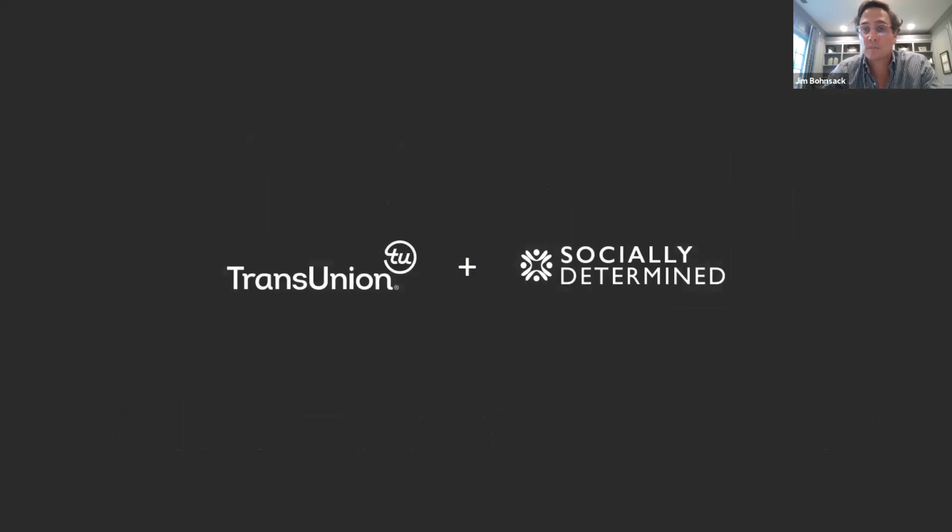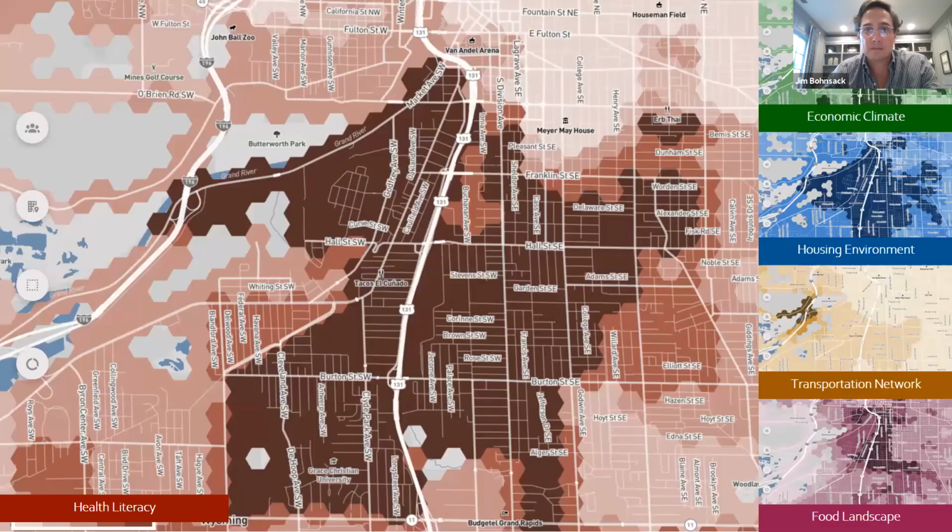So we in turn partnered with Socially Determined, who you'll hear from today, and Ashley on their product called SocialScape. It is a purpose-built data visualization and measurement tool for social risk analytics. And so what does SocialScape give you? It makes this data visible.